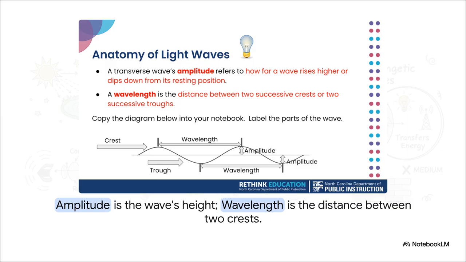Amplitude is the wave's height from its middle resting position. And this is so important because amplitude tells us about the wave's energy. A taller wave has more energy. Just think about a tiny little ripple in a pond versus a giant tsunami.